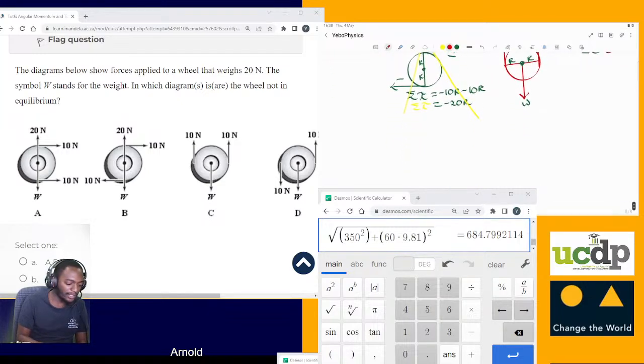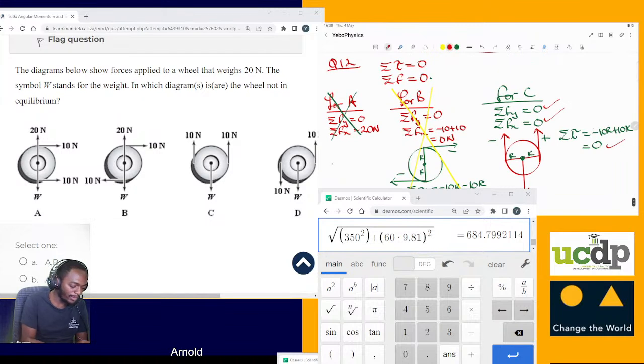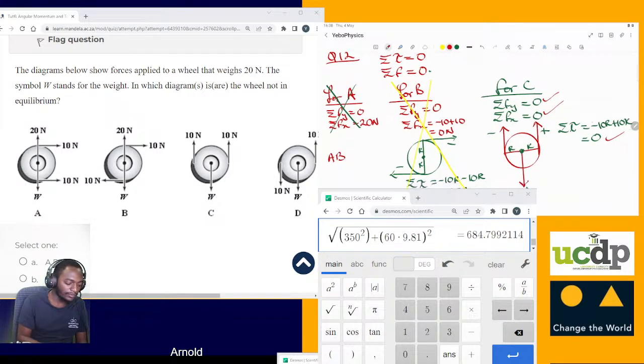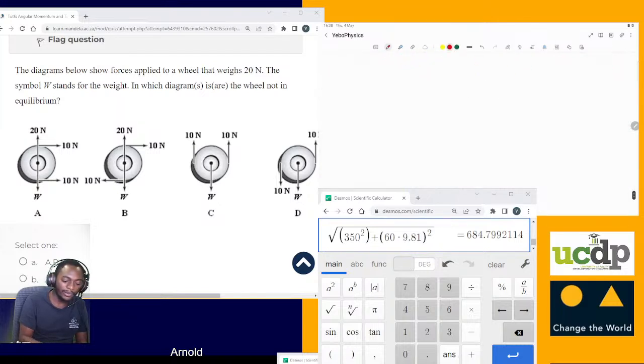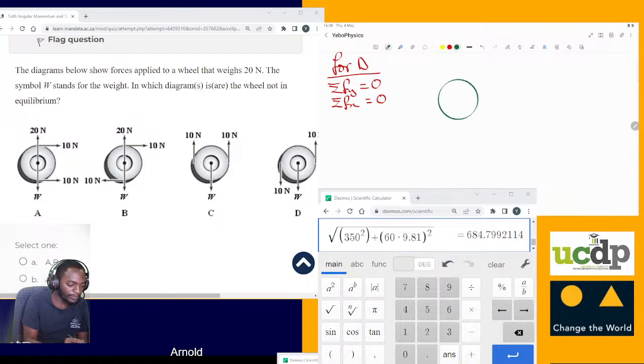Okay, so let's check D. So already we have two which are not in equilibrium. We've got A, we've got B. Then let's check for D whether it's going to be in equilibrium or not. So for D, sum of forces in the Y, we've got 10 going up, 10 going down, so it's a 0. Summation of forces in the X, there's nothing, so it's a 0. Let's see if we put that sketch. We've got that. We've got that as well.